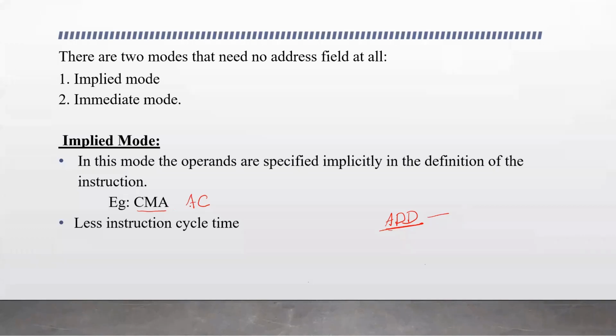CMA performs complement on the content of accumulator. We don't have to explicitly write this, so it is called implicit or implied mode. And other instructions such as CLA, this is to clear the accumulator. And we also have all the instructions we learned in register reference instructions.